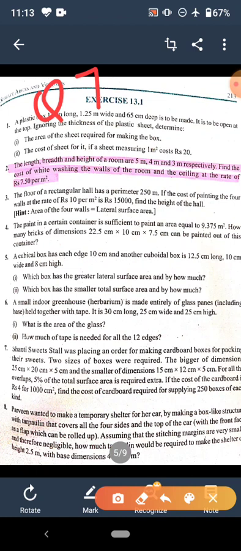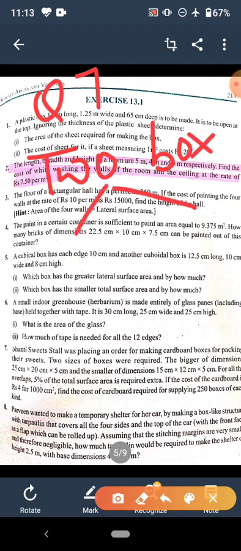Shanti sweet stall was placing an order for making cardboard boxes for packing their sweets. Two sizes of box are required. The bigger has dimensions 25 centimeter, 20 centimeter, 5 centimeter. We require two sizes of box, one smaller and one bigger.